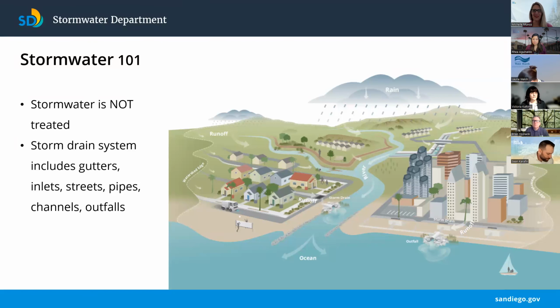And so any discharges to the gutter, street, alley, anything like that are illegal. Even if they don't quite make it all the way to the inlet, it still is part of that system. Next slide, please.